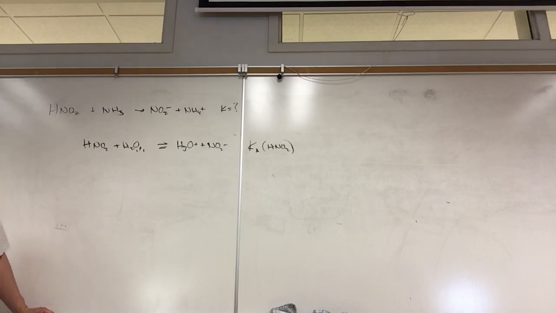We have to predict the products. Okay, how do I know? Because you always react the strongest acid with the strongest base. So that was the Bronsted-Lowry. Right, and so what is the strongest acid? Water, HNO2, or NH3? HNO2. Yeah.